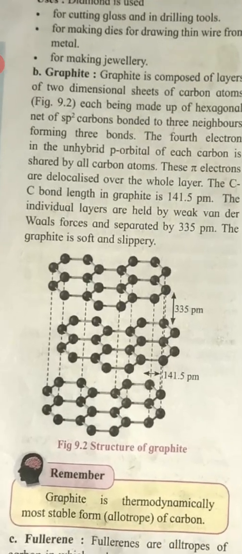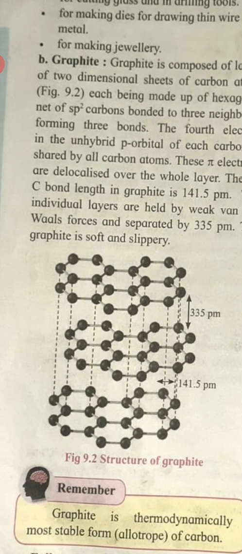The carbon-carbon bond length in graphite is 141.5 picometer. This is the structure of graphite. It produces layers of graphite, and each layer is separated by 335 picometer. So the C-C bond length in graphite is 141.5 picometer.